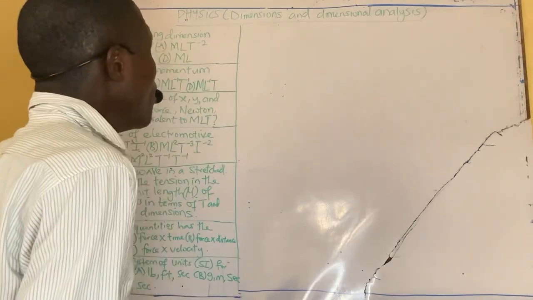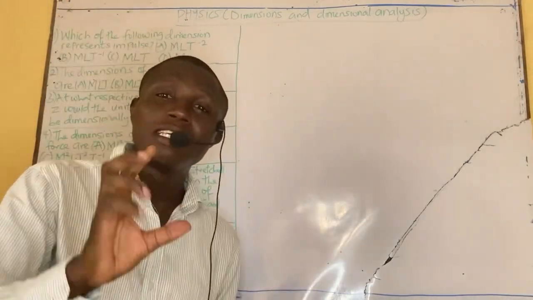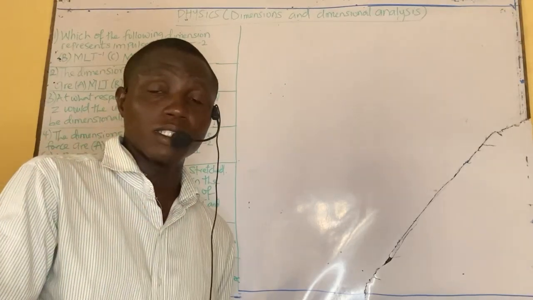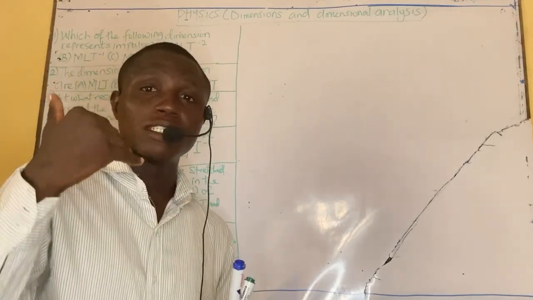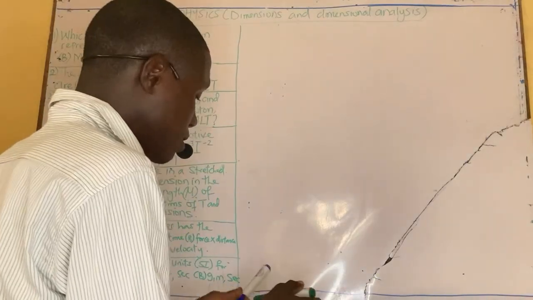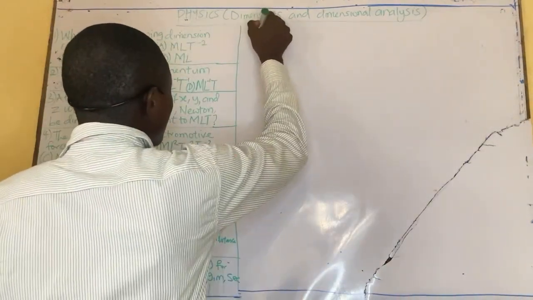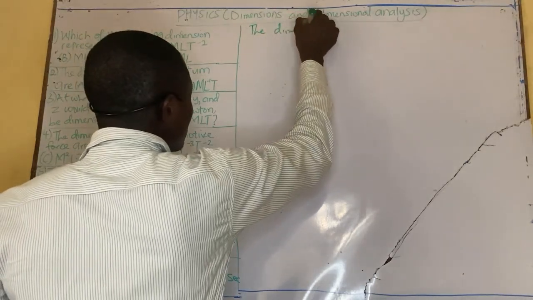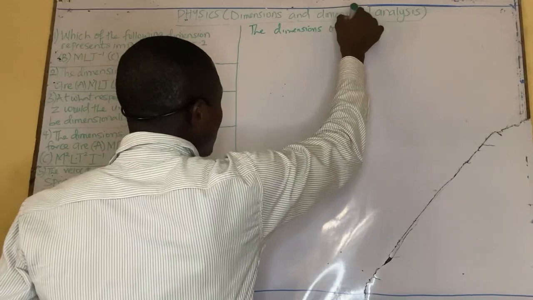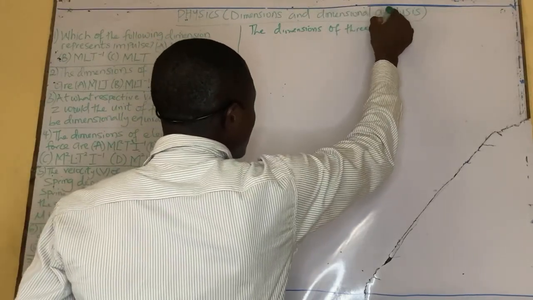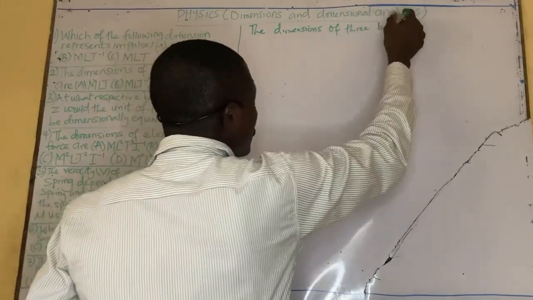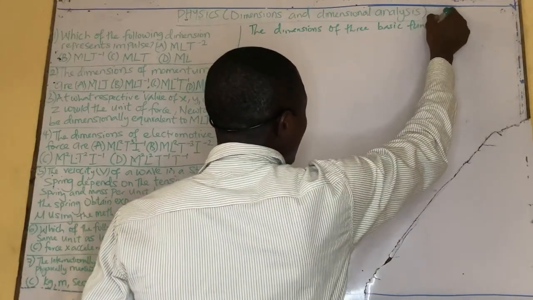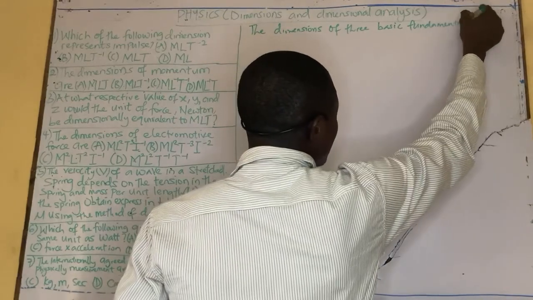And here we are going to first talk about the three basic fundamental quantity. What are the dimensions of the three basic fundamental quantity?